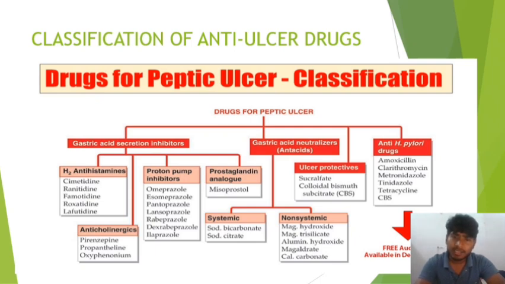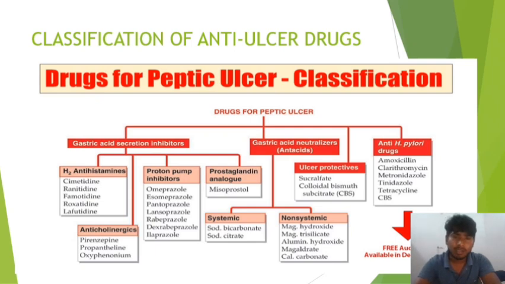Gastric acid secretion inhibitors are inhibitors and suppressors of gastric secretion, meaning they inhibit the secretion of gastric acid, that is HCl. How does HCl form in our stomach? HCl forms when bicarbonate and H plus ion fuse together in the presence of H+/K+ ATPase and calcium ATPase pump.